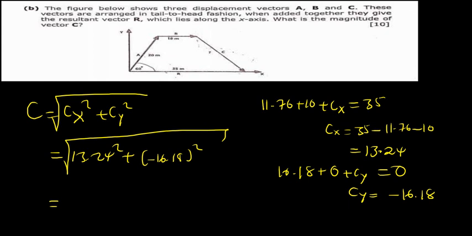16.18 squared. The answer we get, we are going to square root it, and that will give us 4.57 as the unit being given. So we are working in meters, so that will be in meters.